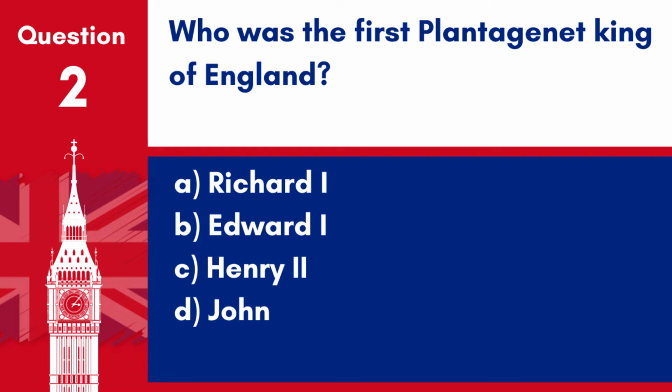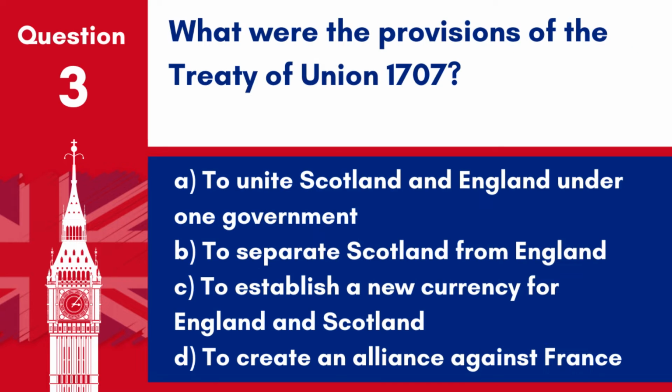A. Richard I. B. Edward I. C. Henry II. D. John. Answer. C. Henry II. Henry II was the first Plantagenet king, coming to the throne in 1154 and ruling until his death in 1189. Question 3.